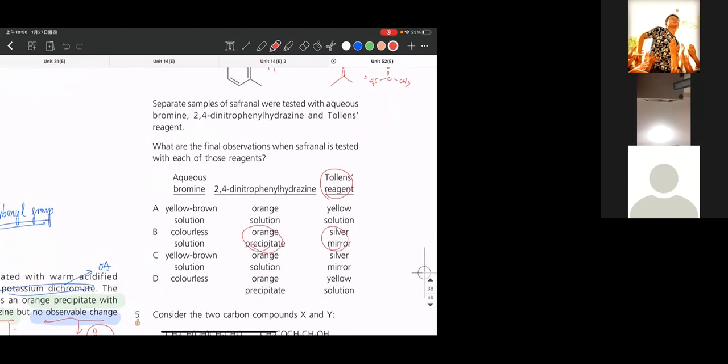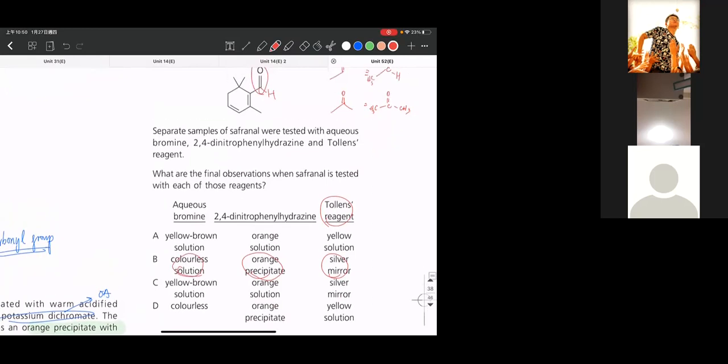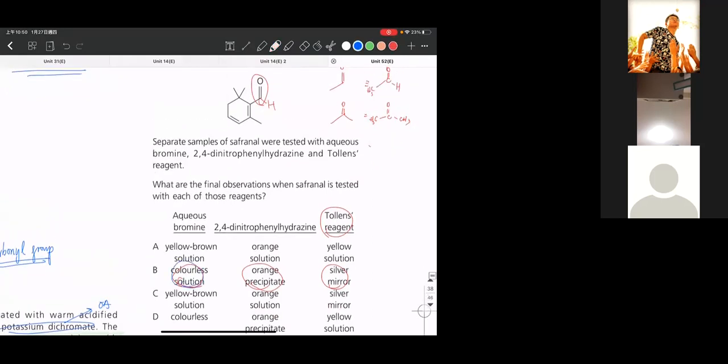How about aqueous bromine? Why would they decolorize aqueous bromine? Carbon double bond. Yes, it contains carbon double bond. So there is an addition reaction. You understand? Now, oh, thank you.